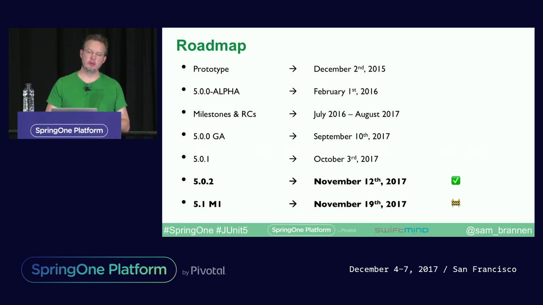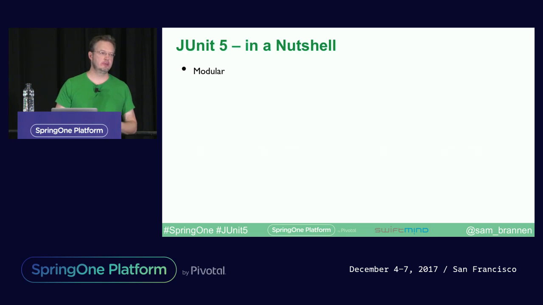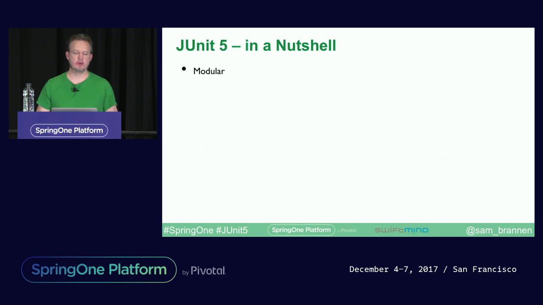If you want to be on the cutting edge, you can check out 5.1 milestone 1 or snapshots, what we're working on right now. So what is JUnit 5 in a nutshell? It's modular, at least we like to think so, and you see that in the architecture. It's extensible, a lot more than JUnit 4 was. Modern, at least, based on Java 8 and things like that.